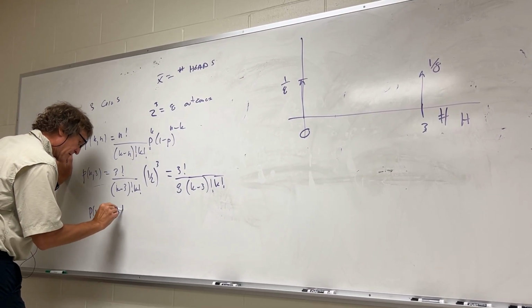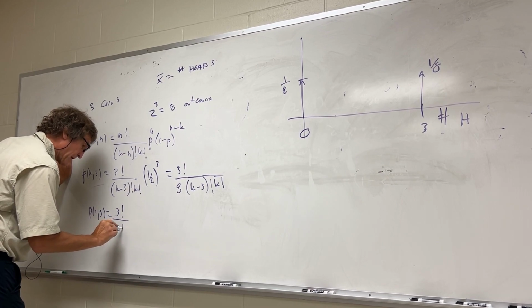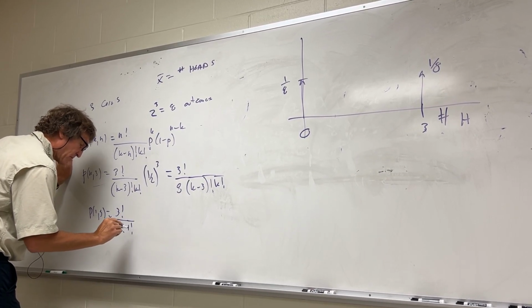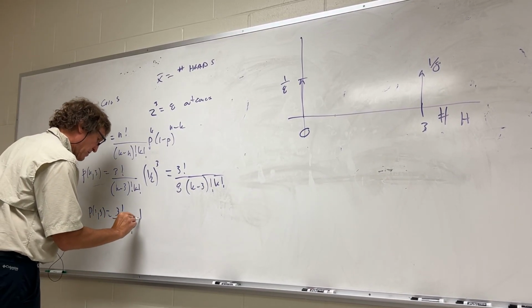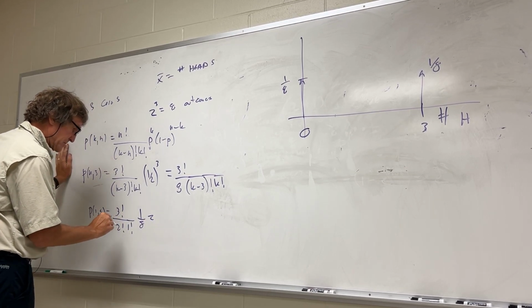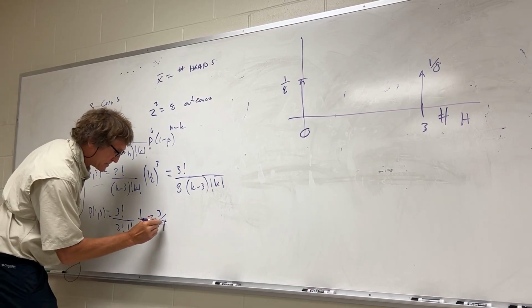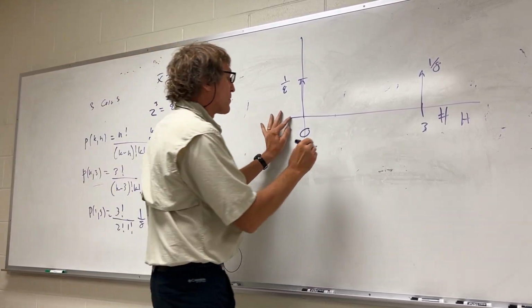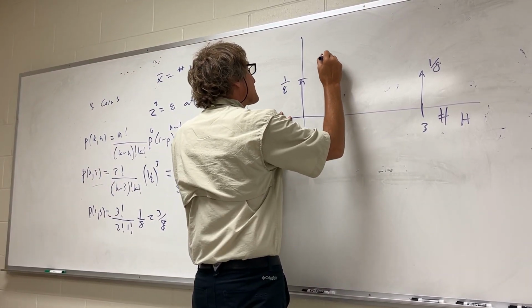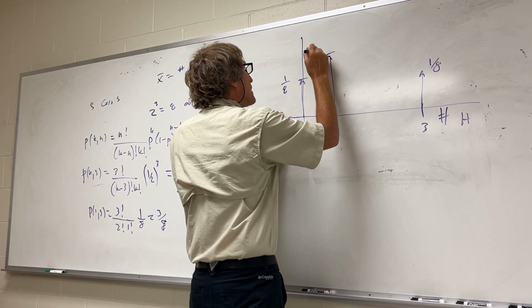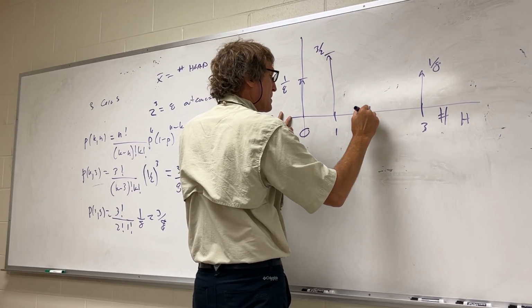You got 3 factorial over 2 factorial, 1 factorial, and then it's still 1/8 here. So this is going to be 3/8, isn't it, class? 3/8. So for 1, it's 3/8. What is it for 2?